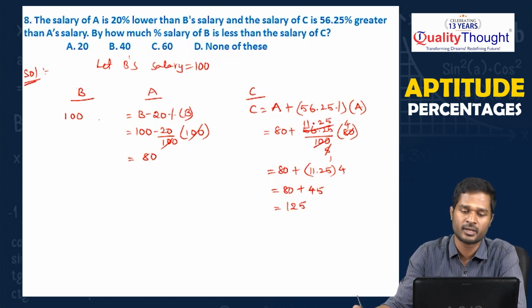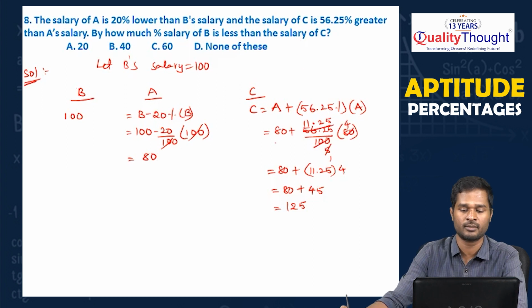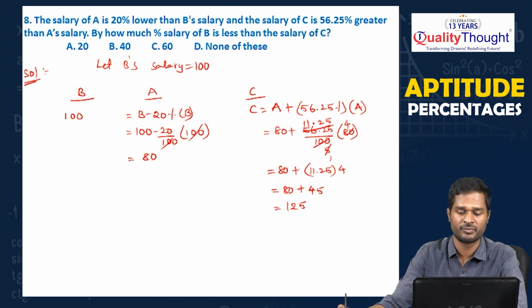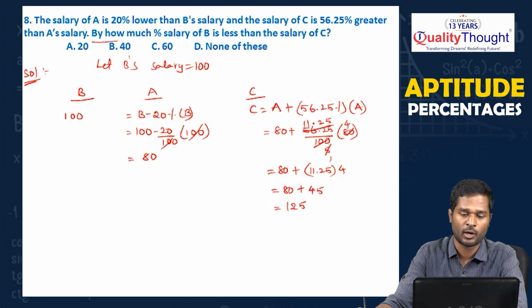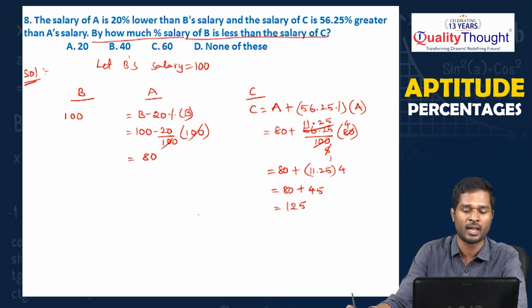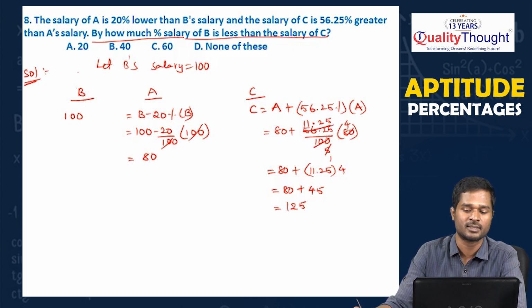So, B salary I consider as 100, A salary has become 80 because directly he said A salary is 20% less than B salary, that is 80. C salary is 56.25% greater than A salary. So A plus 56.25% greater than A, that is 125. Now, what he says, by how much percentage salary of B is less than the salary of C. Now, he is comparing the salaries of both B and C. So B salary is how much percentage less than C.